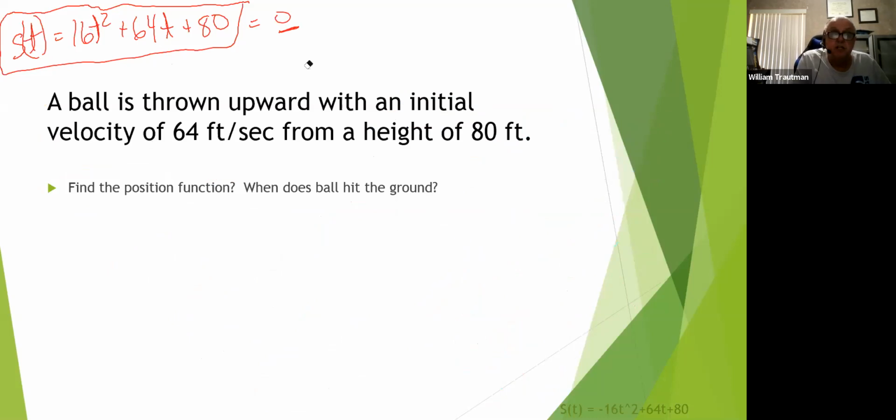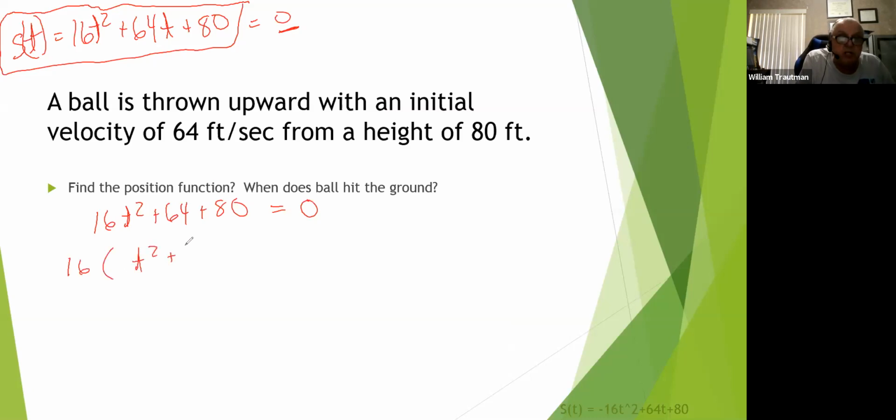All right. So here's our position function, 16 t squared plus 64 plus 80. When does the ball hit the ground? That means when the distance equals 0, because right now we're 80 feet above. We want to know when it equals 0. You can factor a 16 out of all of this.